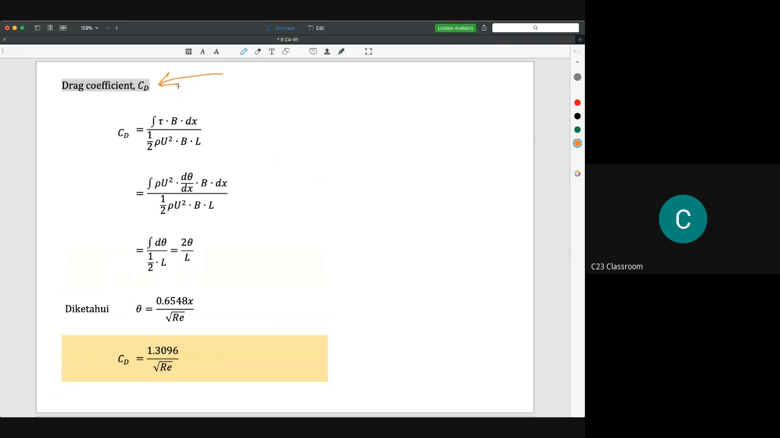So the drag coefficient CD is equal to FD over 1 over 2 rho u squared and A. And A here can be substituted with B times L. I hope you could understand the B and L: B is the width and L is the length of the plate. So we substitute that one. This is just me solving it from another point of view to give you another equation.